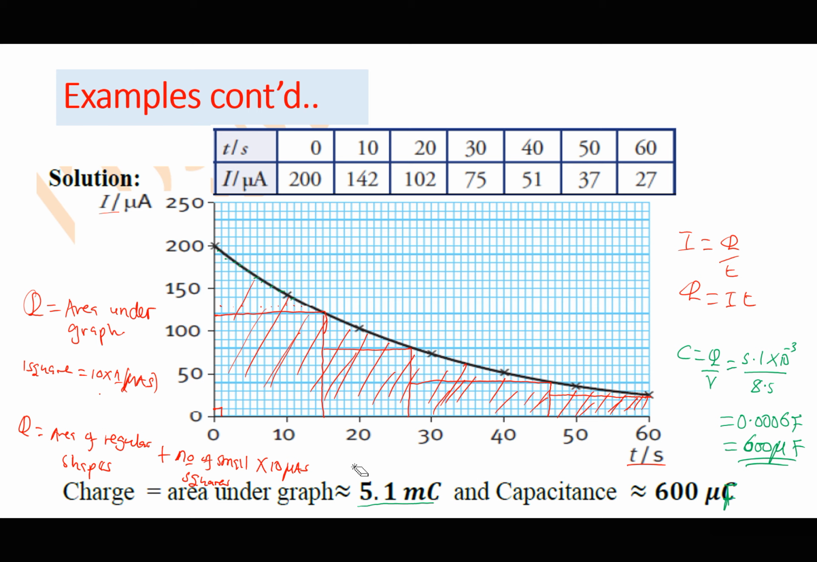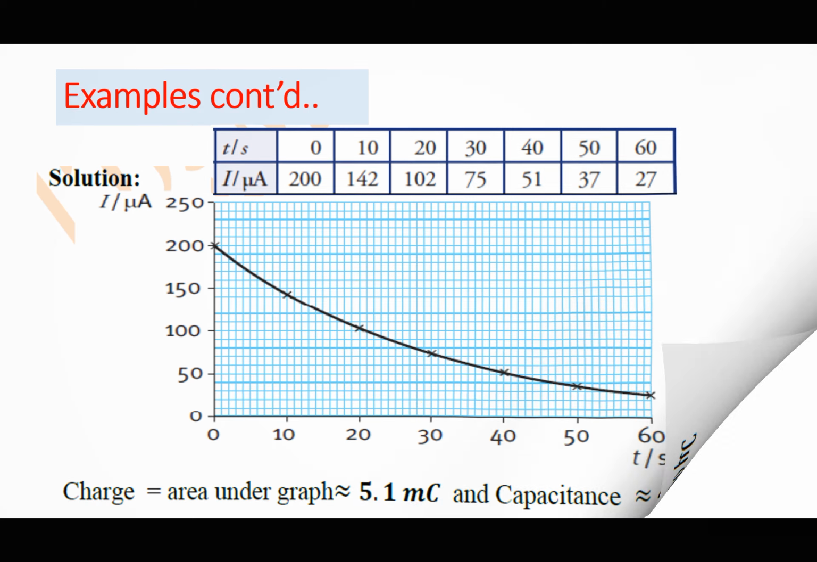You may not get exactly 5.1. You may get a slightly different value, but it will be very close to this. That's why I wrote here approximately. You just need the area under that graph, and that will be the charge. And then using capacitance is Q over V, you will be able to find the capacitance as approximately or very close to 600 microfarads. Okay.